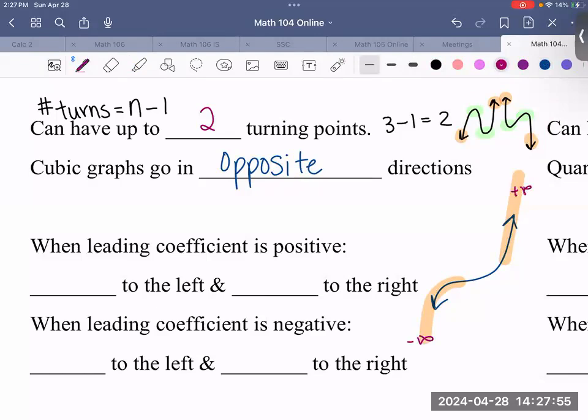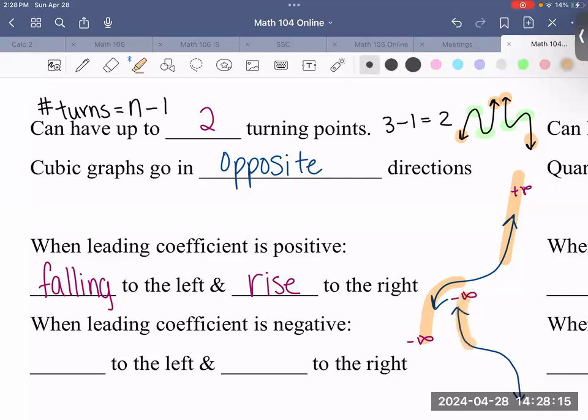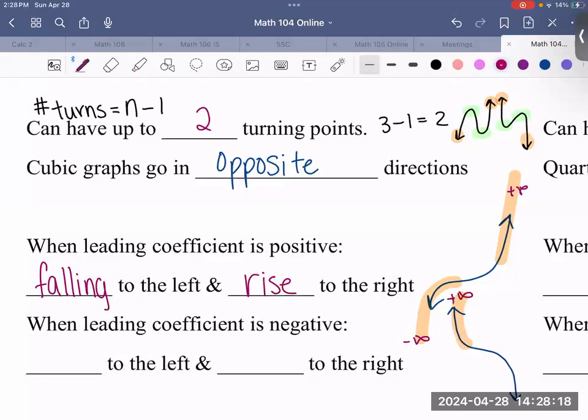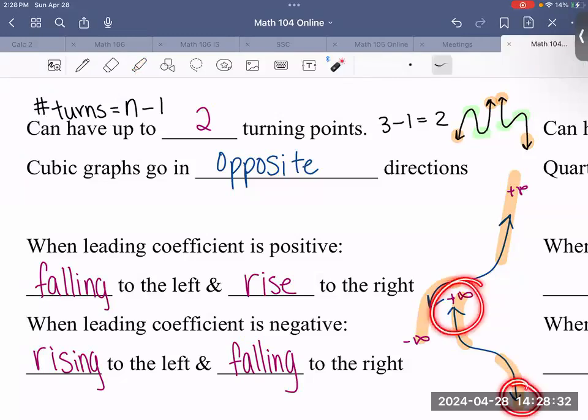So we are falling and then rising to the right. Now it's opposite if we reverse your graph here. On the left-hand side, we're actually going to go up towards positive infinity. I just wrote negative infinity, positive infinity. So we're rising to the left and falling to the right. Sorry, what we're doing right now is discussing your end behavior. So where does your graph end up?